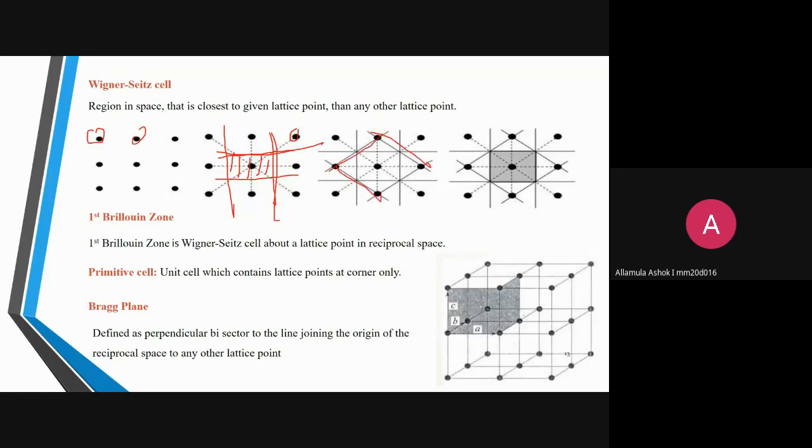These perpendicular bisectors are second Bragg planes. Why? Because they are connecting the second nearest neighbor atoms. These four atoms are first nearest neighbor atoms to the central atom. These perpendicular bisectors are first Bragg planes. Similarly, these four corner lattice points are second nearest neighbor atoms to the central lattice point. Then the perpendicular bisectors of the line joining these corner points and the middle point are the second Bragg planes. Similarly, we can arrive at third and fourth Bragg planes.